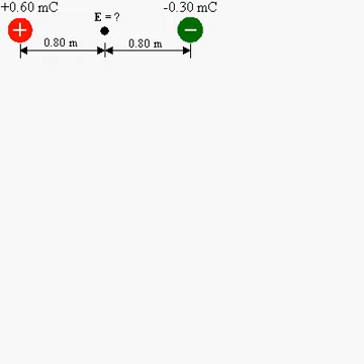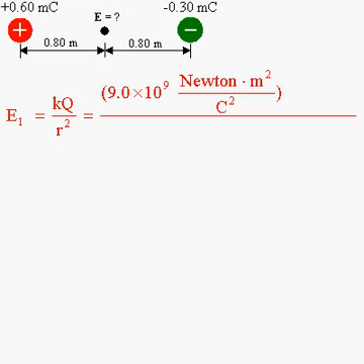Let's start with a positive charge. We'll call the electric field from the positive charge E1. The field is given by E1 equals kq over r squared. K is 9.0 times 10 to the 9 Newton meter squared per coulomb squared. Q, the value of the charge, is 0.60 coulombs. And the distance from the charge to the point we are interested in is 0.80 meters. If the charges are 1.60 meters apart from each other, the midpoint is 0.80 meters from each charge.